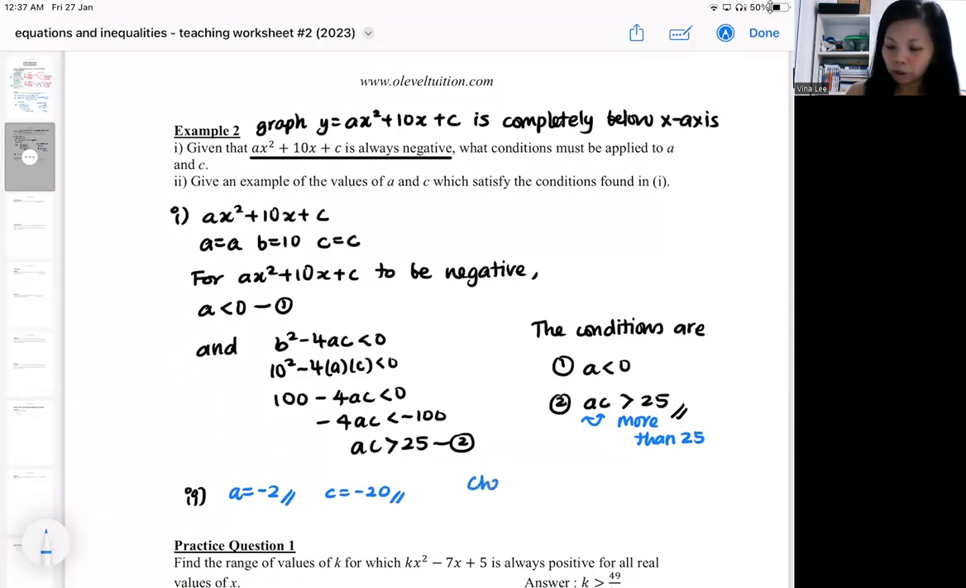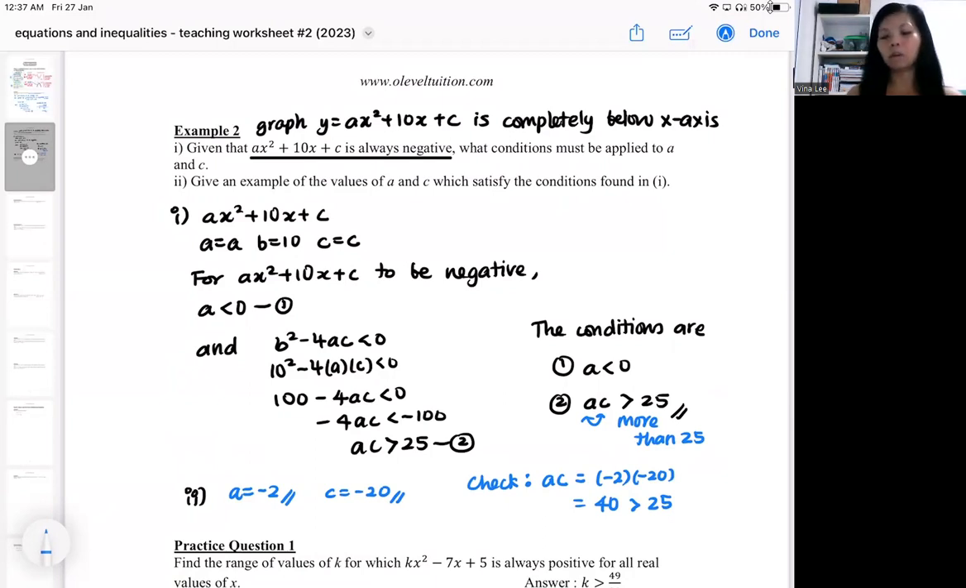And if I would like to check, I will be checking the product. So I chose -2 for A and I chose -20 for C. When I multiply them, I actually get 40, which is more than 25. So this is a possible pair of answers. There are a lot of possible answers. So you do need to check that it actually matches.